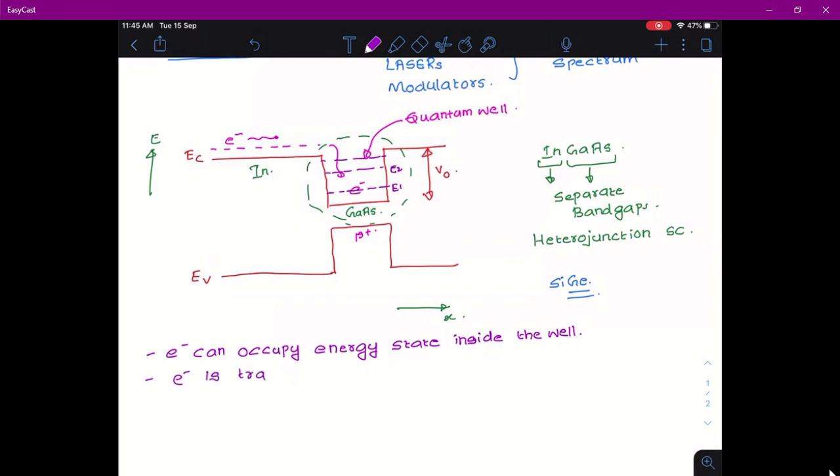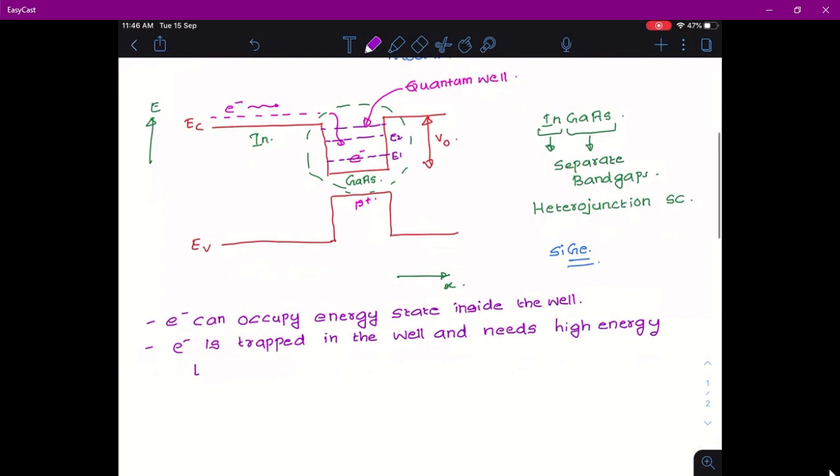The electron is trapped in the well and needs high energy to come out of the well. Now, the explanation that I have given is with respect to the electron, and the same thing applies for the holes also.